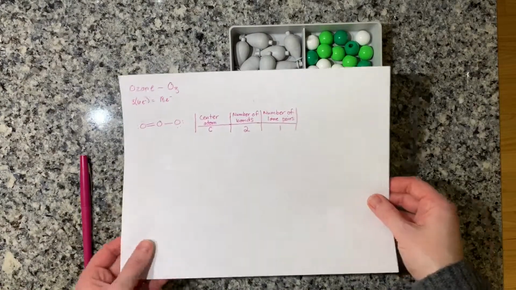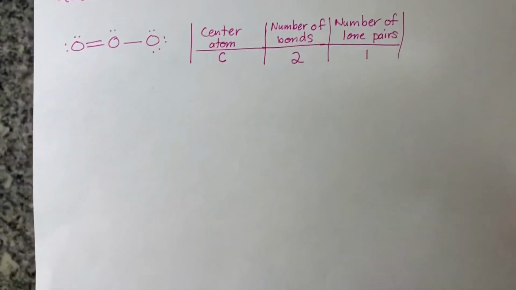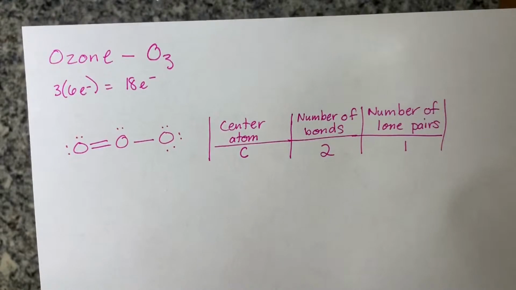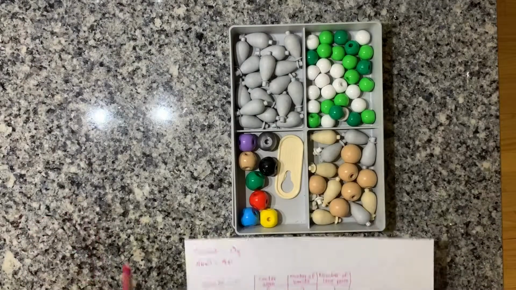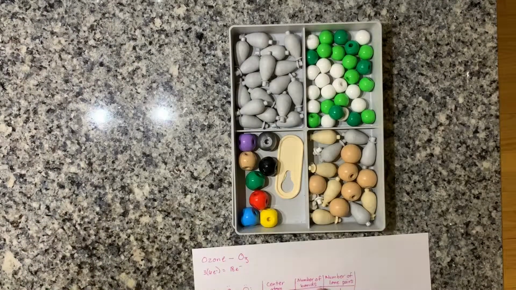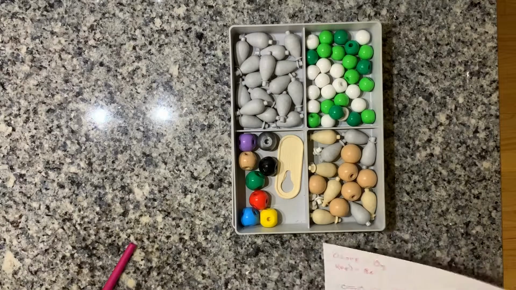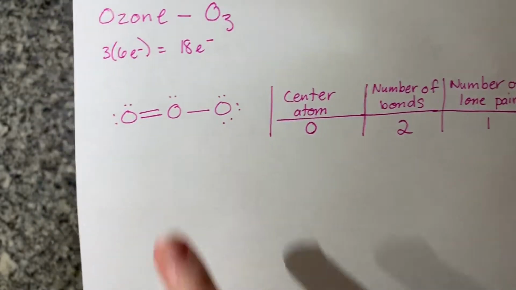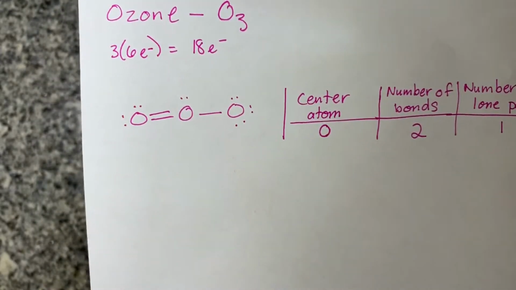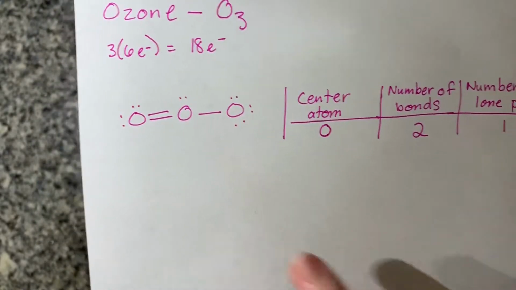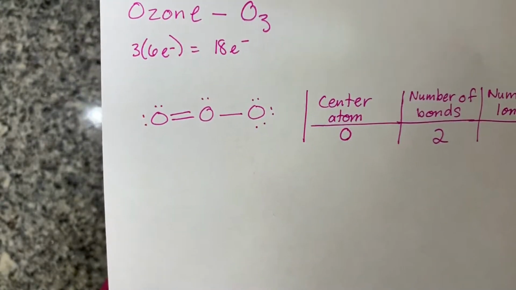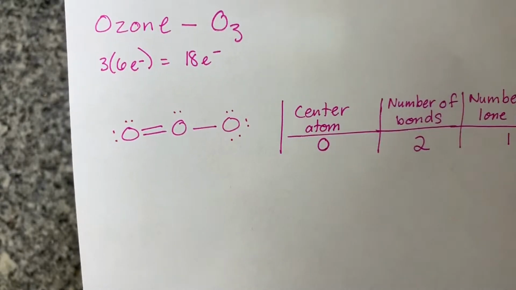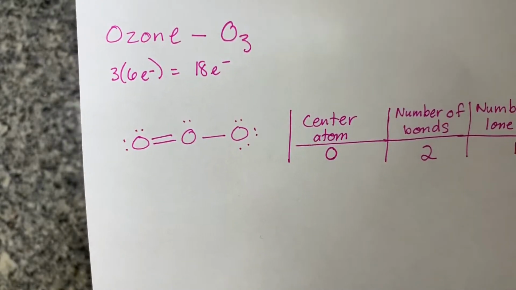Now, as an example, I created a Lewis structure for ozone, and we're looking at O3, and I've shown you that our center atom is oxygen. We have two bonding regions on our center atom. And then our lone pairs are those two dots up on the top of the center atom. So we need to know that information because that's going to allow us to choose the right pieces for our kit.